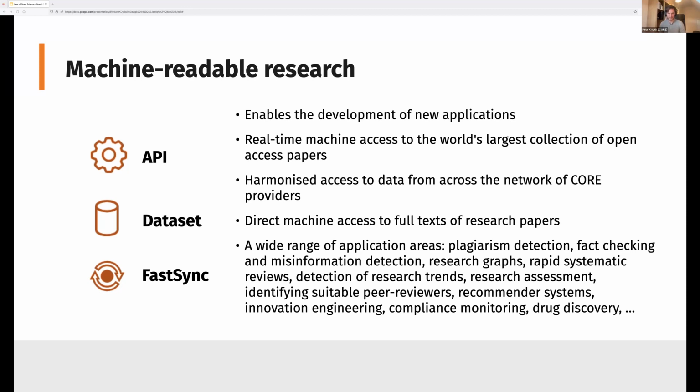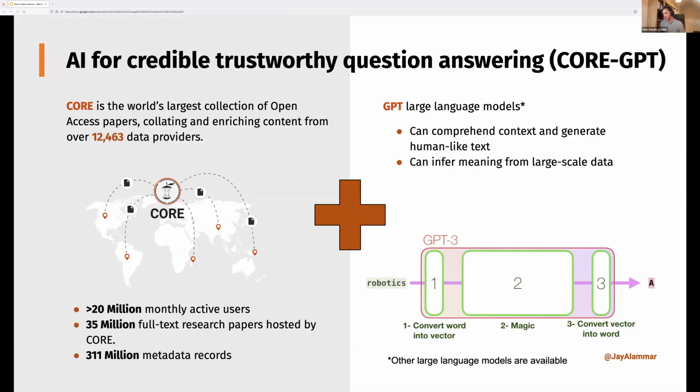Just to give you a couple of examples of what these could be, many of these might utilize artificial intelligence. Many of them might be various kinds of intelligent applications. They can include things such as plagiarism detection, fact-checking, misinformation detection, identifying suitable peer reviewers, compliance monitoring, drug discovery, and so forth. For each of these categories, we actually have a partner who does something like this on top of the Core content. So by making sure that your content is integrated in Core, and actually not just in Core but correctly indexed, institutions are making their content more reusable and discoverable for other applications too.